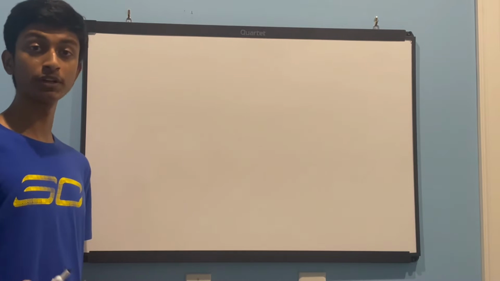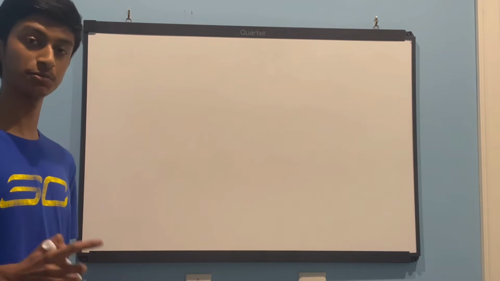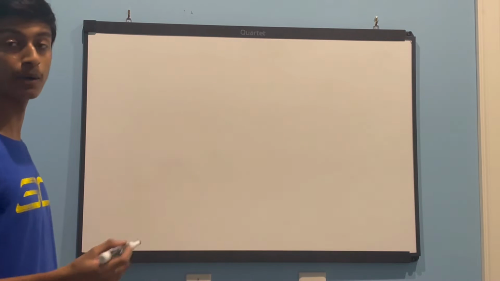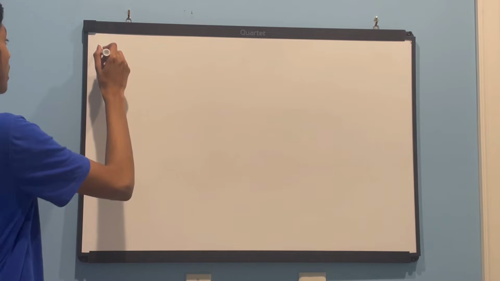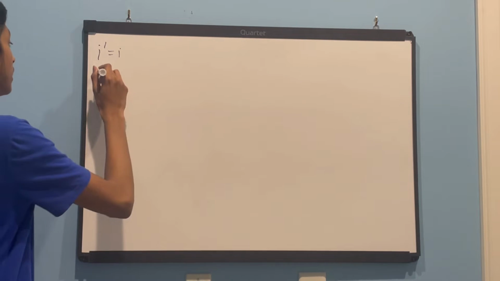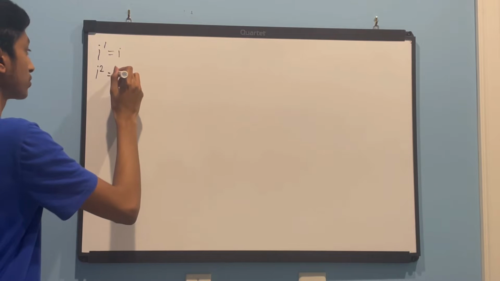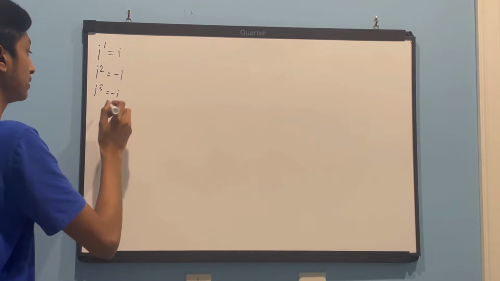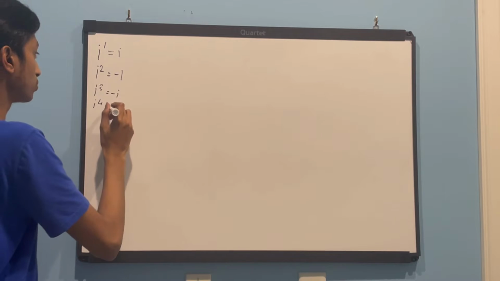So today we'll be covering complex numbers: how to add, subtract, multiply, and divide complex numbers. But first, let's go over the powers of i. So i to the first power equals i. It's the exact same thing. i squared equals -1. i cubed equals -i. And i to the fourth equals 1.